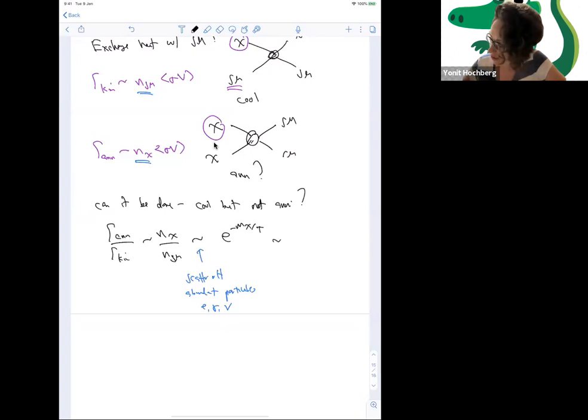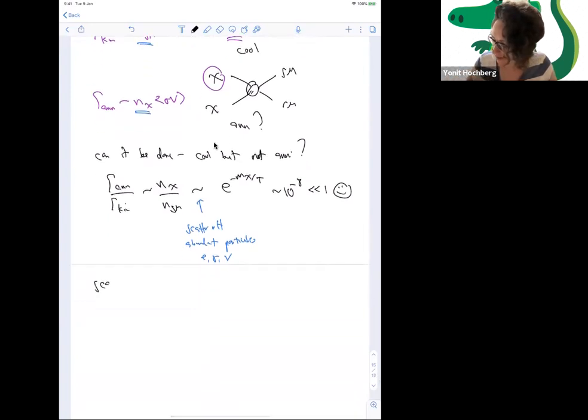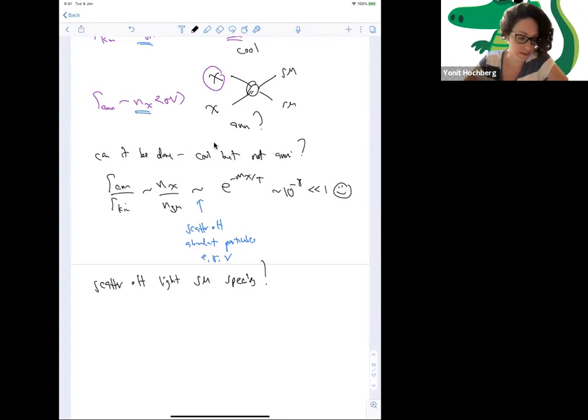And so this ratio is very, very small, of order 10 to the minus 8, okay? So we can easily cool without annihilating, just like we wanted. The key is to scatter off of light standard model species that are abundant. And this is exactly what I mentioned at the beginning of our lesson today happens for the WIMP, okay?